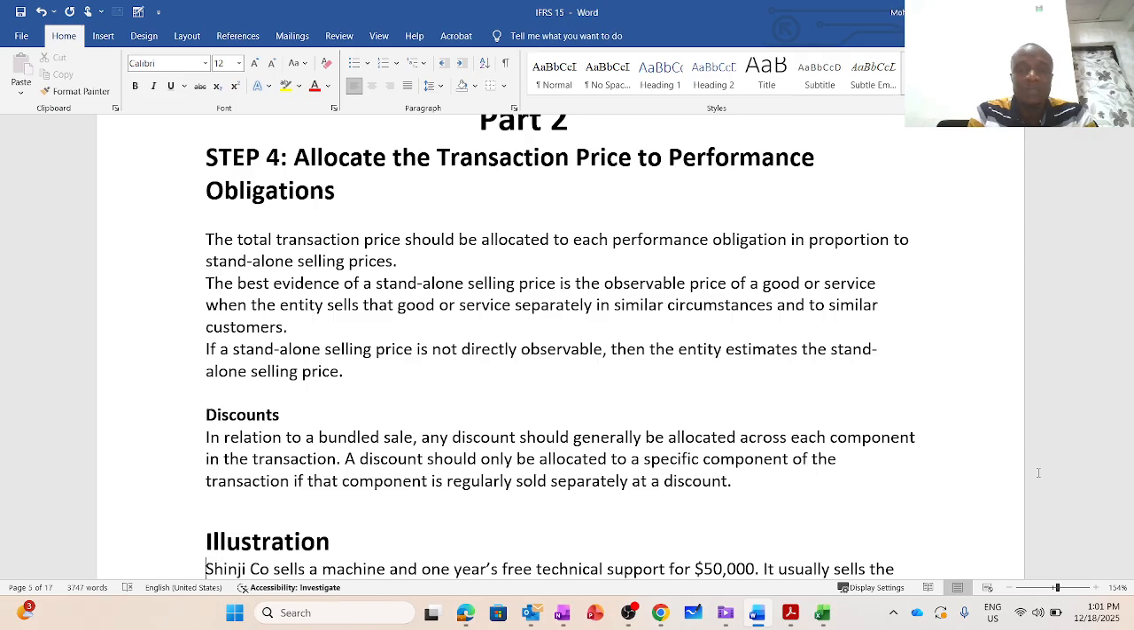If a standalone selling price is not directly observable, as I explained, then the entity estimates the standalone selling price. You need to determine the standalone selling price based on the similar services that you have been providing, or the similar computer that you have been selling out to customers. Simple concept that you need to know.